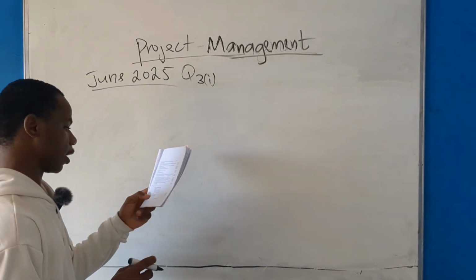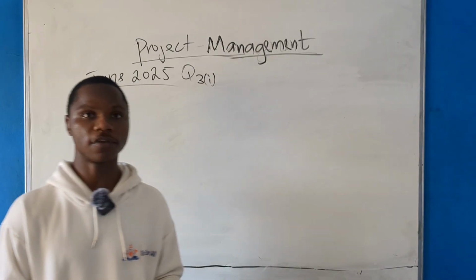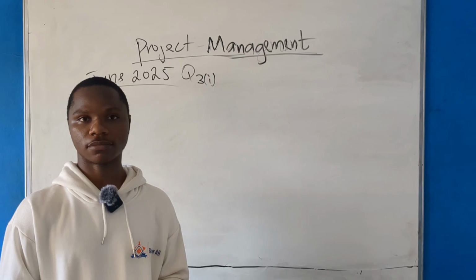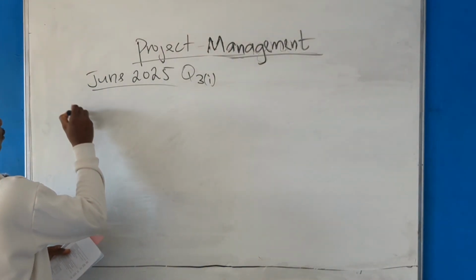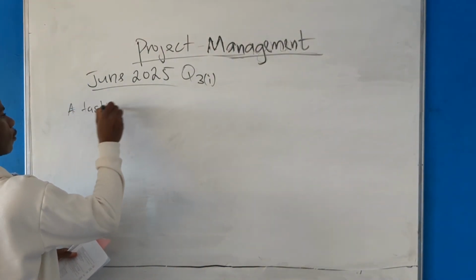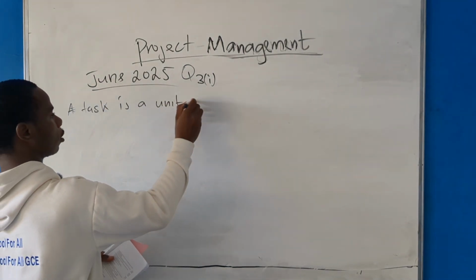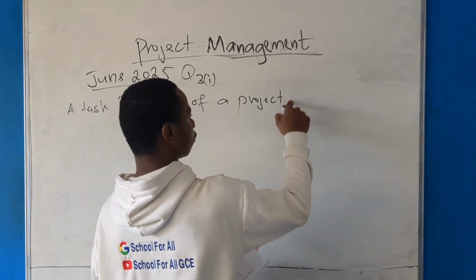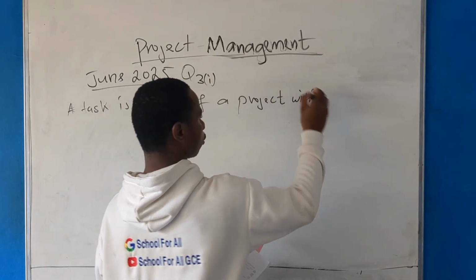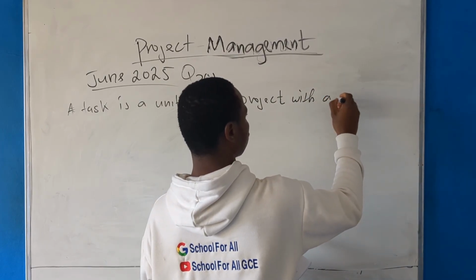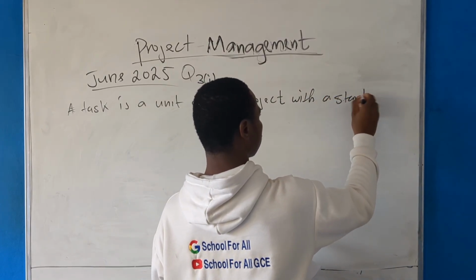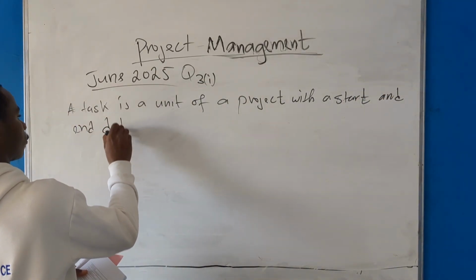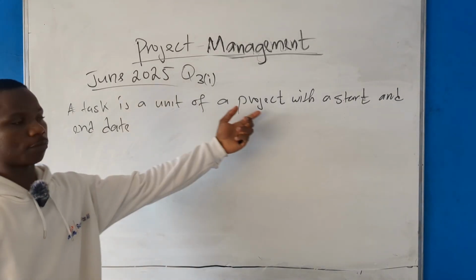Okay, so the first question under A, they say what is a task? Good. So the definition of a task, we have different ways of saying that. So a task is just a unit of a project. That's all. A task is a unit of a project with a start and end date.